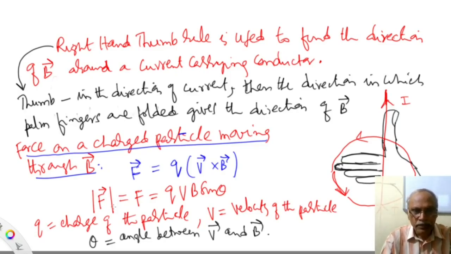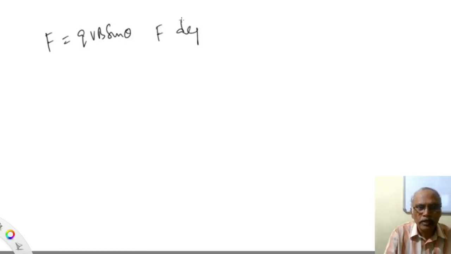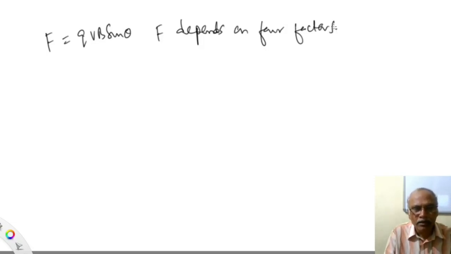So the force depends upon the charge of the particle, the velocity of the particle, the strength of the magnetic field, and the angle theta. F is equal to QVB sin theta. So F depends on four factors. What are the four factors? Q, V, B, and theta.